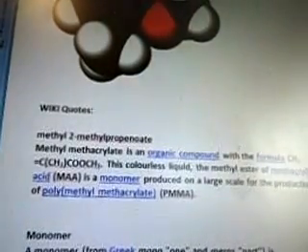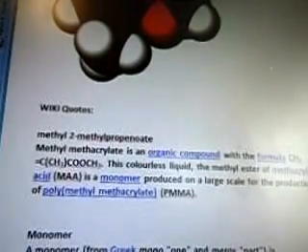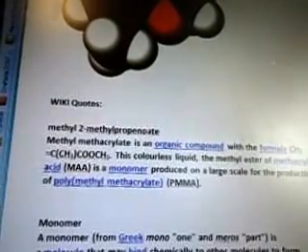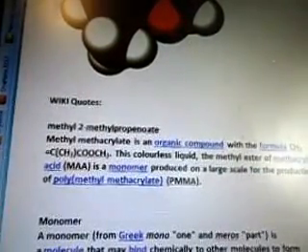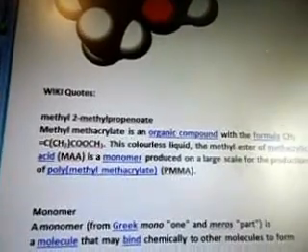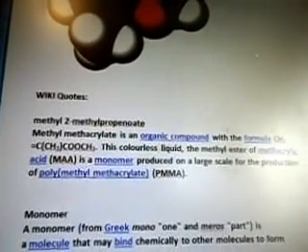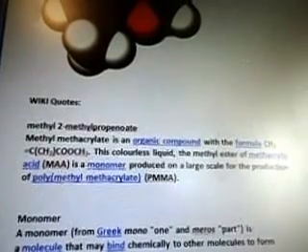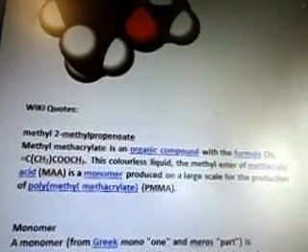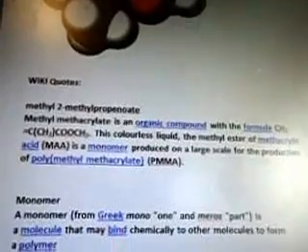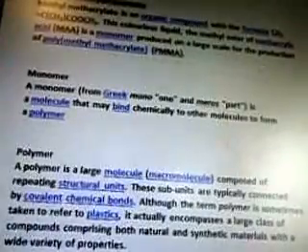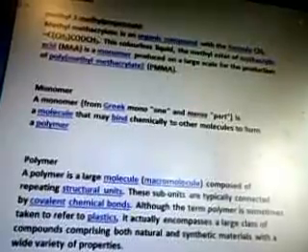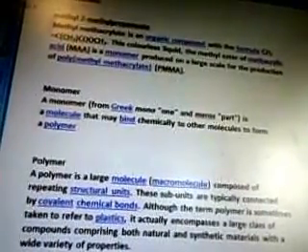Methyl 2-methylpropanoate, methyl methacrylate, is an organic compound with the formula CH2=C(CH3)COOCH3. This colorless liquid, the methyl ester of methacrylic acid, MAA, is a monomer produced on a large scale for the production of polymethyl methacrylate, PMMA. Monomer: a monomer is a molecule that may bind chemically to other molecules to form a polymer.